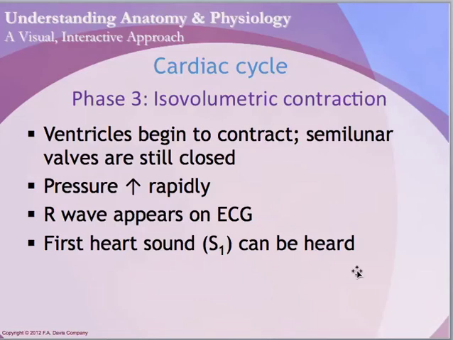In phase 3, we get the ventricles beginning to contract. The semilunar valves are still closed though, so we get an increased amount of pressure. We get an R wave appearing on the ECG, and the first heart sound can be heard here. This is the isovolumetric part of the phase. Iso means equal and volumetric means volume, so isovolumetric refers to something having the same volume. The volume of blood remains unchanged here. Pressure rises because the ventricles are beginning to contract, but they have yet to eject blood.